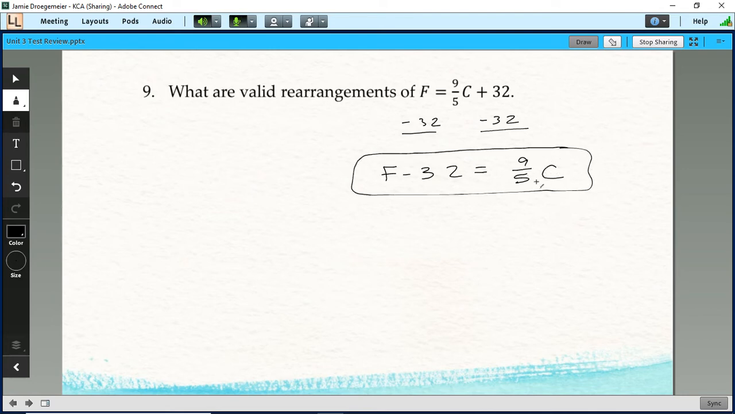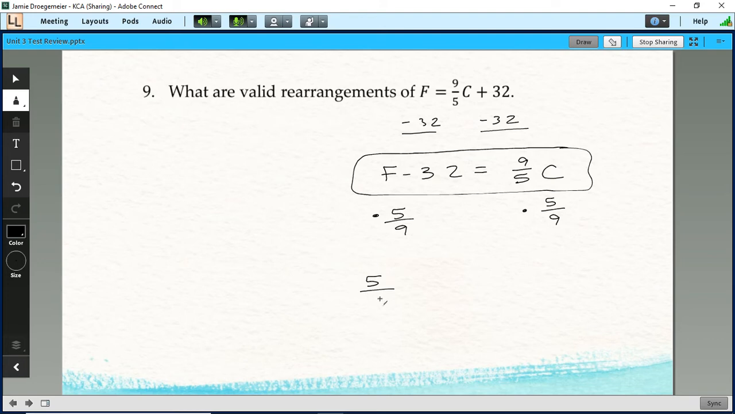I could go further and completely isolate C. And to do that, right now it's being multiplied by 9/5, so I would need to undo that multiplication. Well, undoing multiplication is division. If I'm dividing by a fraction, it's the same as multiplying by its reciprocal. So to do that, I would multiply each side by 5/9. Reciprocal just means we're flipping that fraction. And so on each side of that equation, I would be multiplying by 5/9.